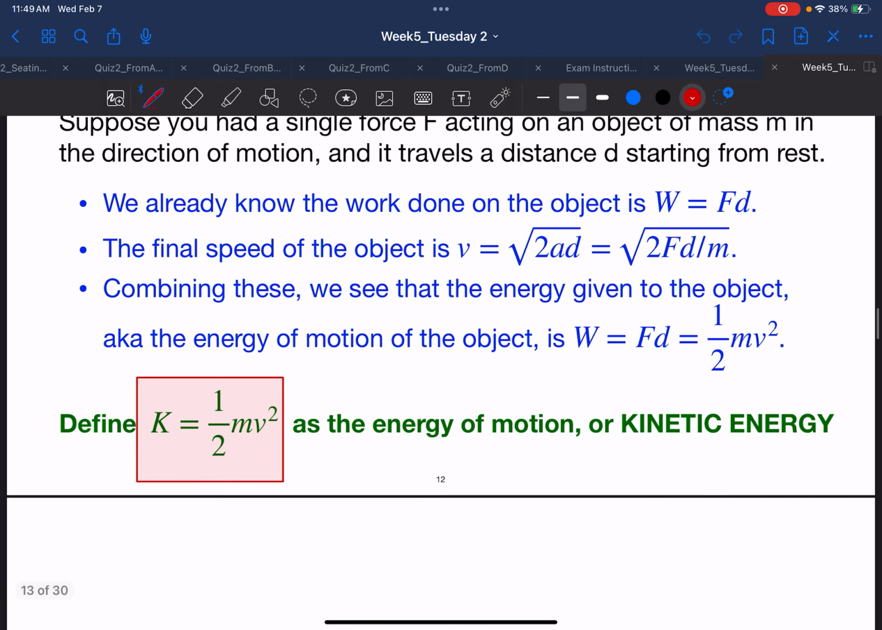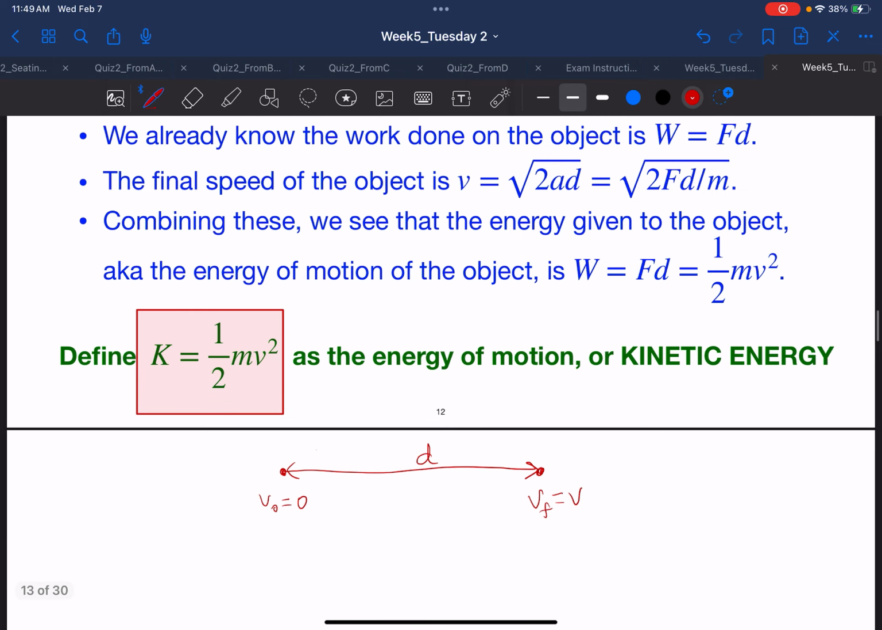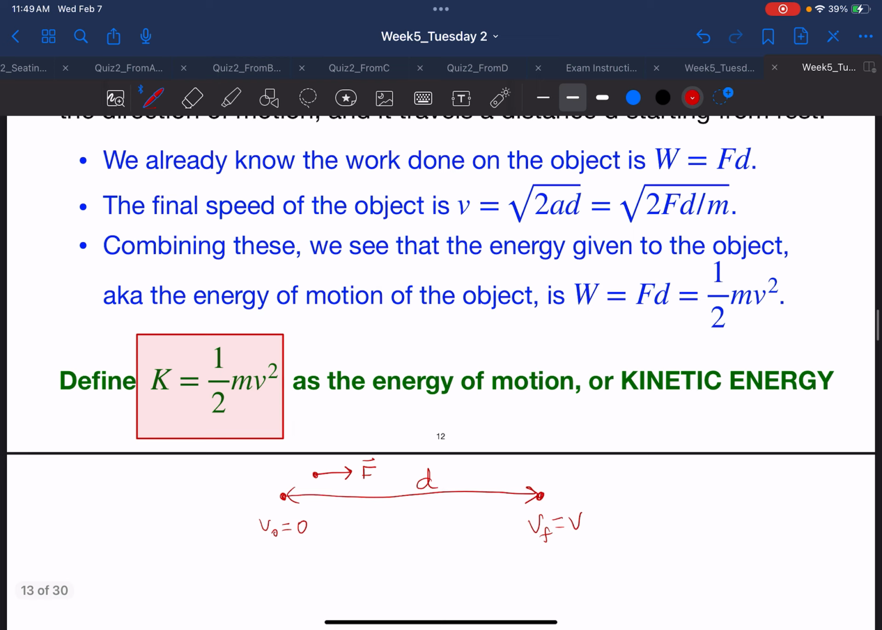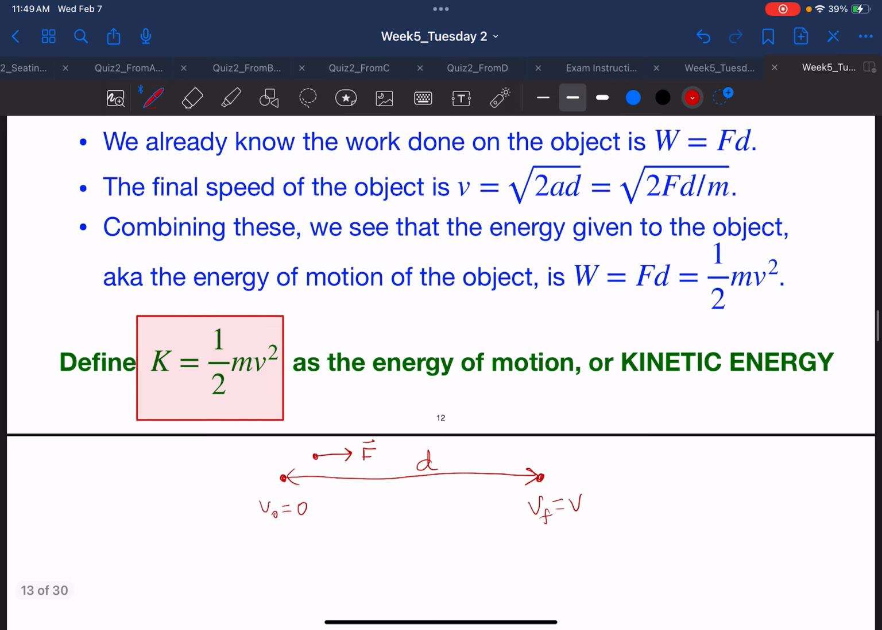So you have some object whose v initial is equal to 0, then it travels some distance d, then its v final is equal to some velocity v, and throughout we have a force acting in the direction of motion. Okay, so now we want to see how much work is done, what's the velocity going to be at the end of this distance d.